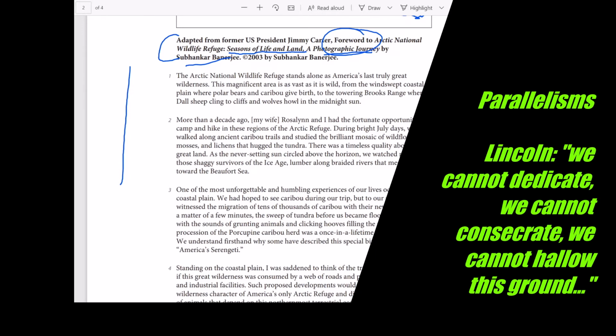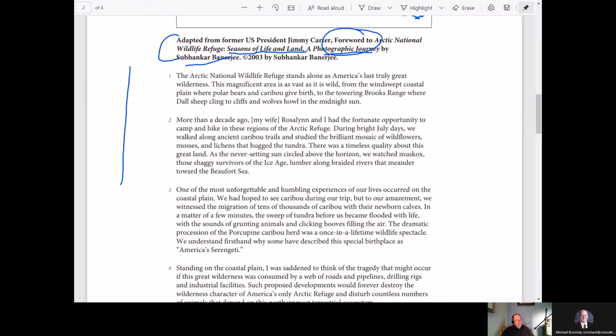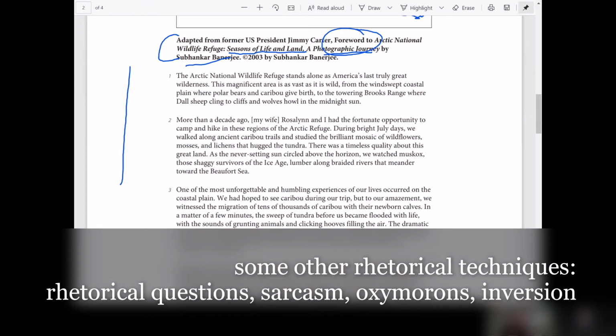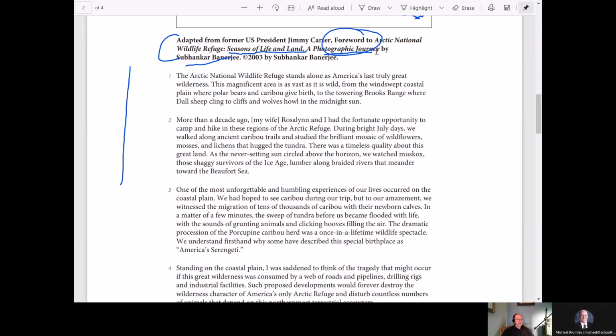Other things we can do is create rhetorical questions. They might use sarcasm if it's effective. I don't know, oxymorons, just to draw reader attention. We can invert things. We can state one thing, make a claim that someone else might argue against, and then tear it apart. That's kind of an inversion. There are different things that we can look for, but generally we're going to be paying attention to things like imagery, which we're going to see this text will use a lot.